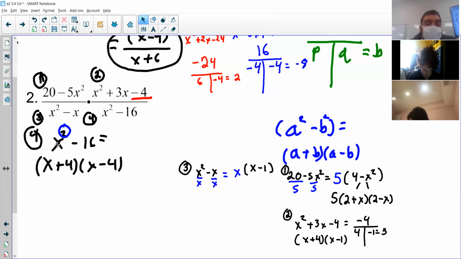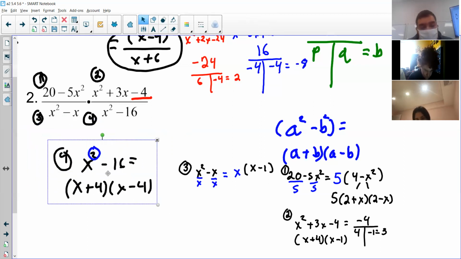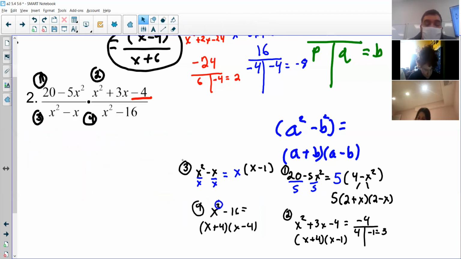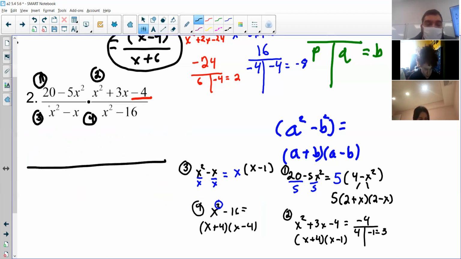What are we going to do with all those answers? We're going to rewrite. Let me group this. We're going to take this and rewrite our answers as one big fraction. So part 1, which was on the top left, is 5, 2 plus x, 2 minus x. Part 2, on the top right, whichever you call 1, 2, 3, 4, doesn't matter. Just be consistent. So if you saw 2 top right, it stays top right. 2 is going to be x plus 4, x minus 4.